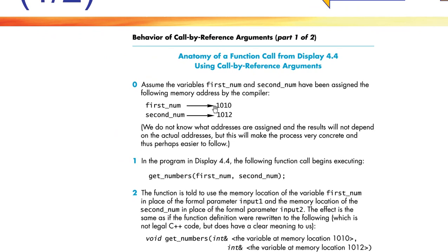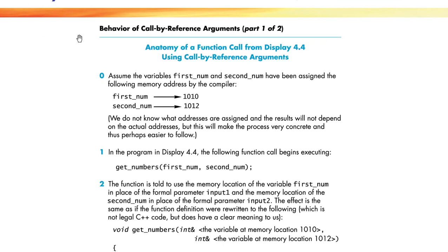So this is what I mentioned a while ago. Assume that we have the variables first num and second num, which have been assigned the following memory addresses by the compiler. This is what happens every time we declare a variable: it is assigned a memory address. The same applies for a formal parameter.